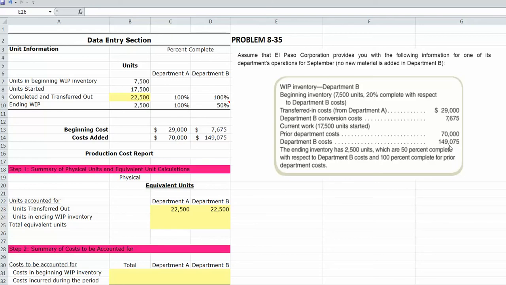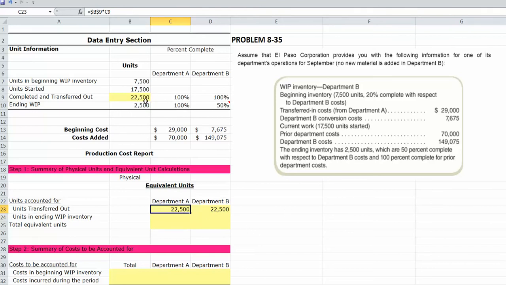Our first calculation is to go ahead and calculate our completed units transferred out. And we can see right there we've got 25,000 units to account for. That's the 7,500 plus our 17,500 started, minus our ending work in process. So we've transferred out 22,500 units. Now in terms of equivalent units, anything that we transfer out will be 100% complete.